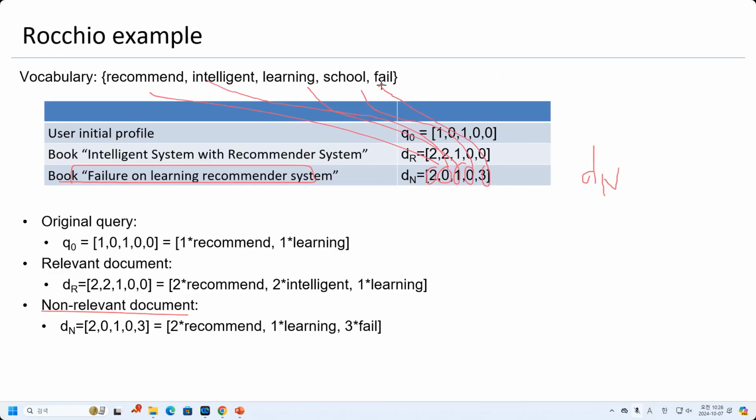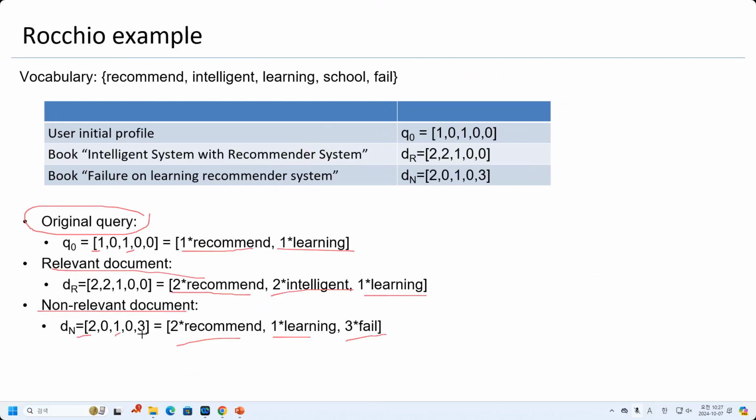Then we can calculate. How to calculate? I show you the calculation here. For the original query, we have 1 recommend and 1 learning. For the relevant document, we have 2 recommend, 2 intelligent, and 1 learning. For the non-relevant document, we have 2 recommend, 1 learning, and 3 fill. So using this, we can do the calculation.